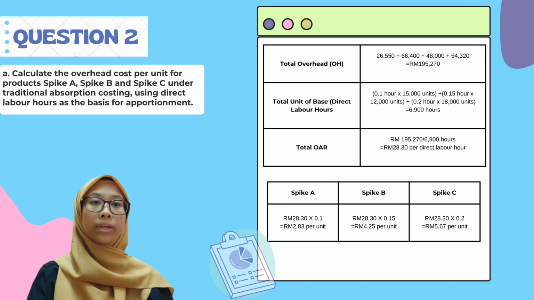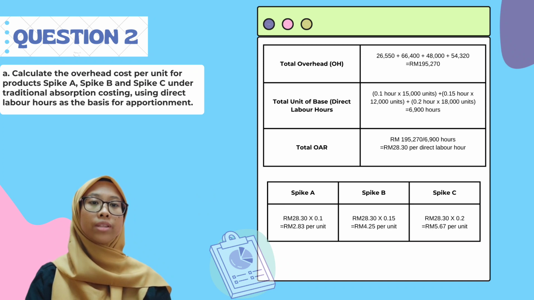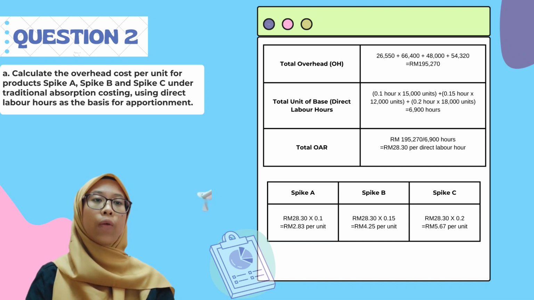For the total units of base, we use direct labor hours per unit as the base. For each product, spike A, spike B, and spike C, we multiply their own direct labor hours per unit by the units produced, and then sum all of the totals, and we get 6,900 hours. After finding both the total overhead and the total units of base, we can find the OAR, and we get RM28.30 per direct labor hour.